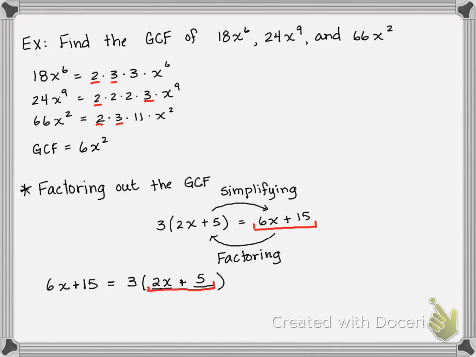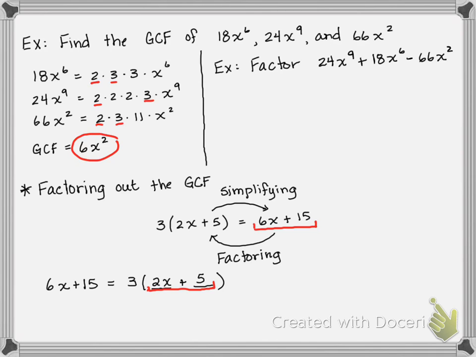So let's look at these same terms, and we'll say factor 24x to the 9th plus 18x to the 6th minus 66x squared. So I'm using the same monomials that we used to find the GCF before, which means we already know what the GCF is. Our GCF is 6x squared.